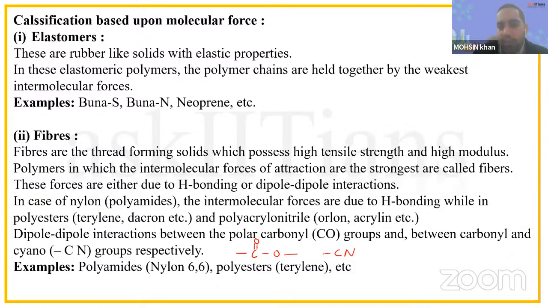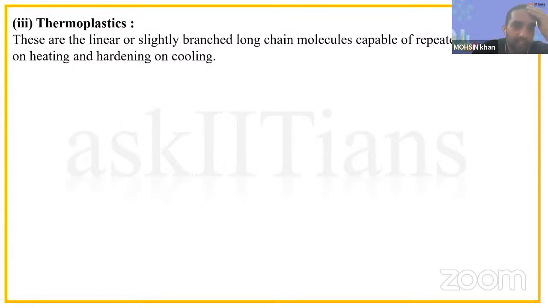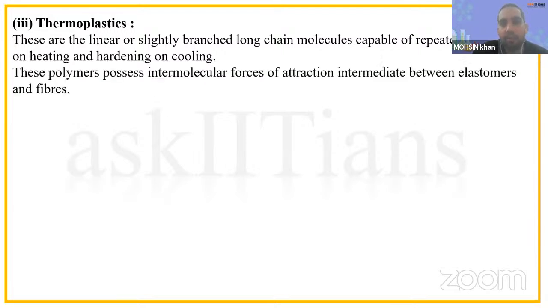Examples are polyamides and polyesters. As we have discussed, in polyamides we have CONH, so hydrogen bonding, and in polyester we have dipole-dipole interaction. Next we have thermoplastics. Thermoplastics are linear or slightly branched long chain molecules capable of repeatedly softening on heating and hardening on cooling. So basically thermoplastics, when we heat them, become soft, and when we cool them, they become hard. Those types of polymers are known as thermoplastics.